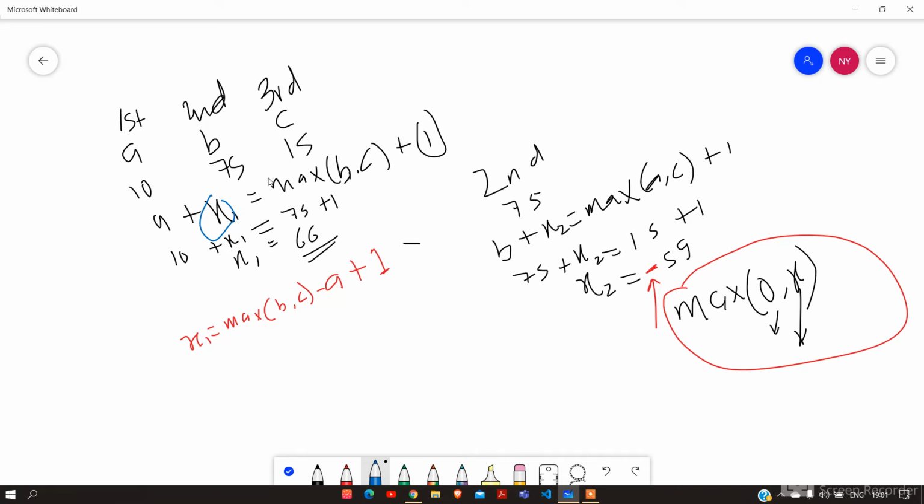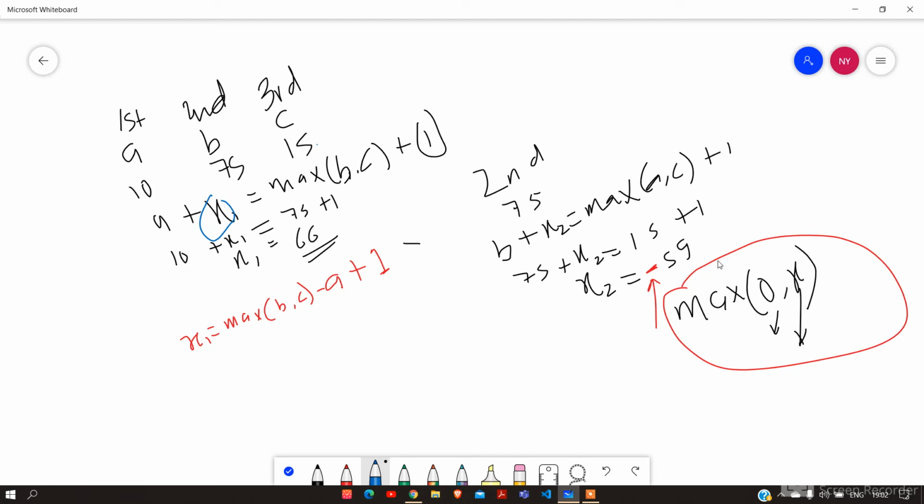The total number of votes the second person initially has is 75. So we will write B plus x2 equals max of A comma C plus 1, where B is 75, and max of A and C is 15. So x2 here comes to minus 59. So what does the minus sign mean here? The negative value suggests that the number of votes for the person was already greater than the other two. So we have to add nothing. So when we have to add nothing, that means we will print 0.